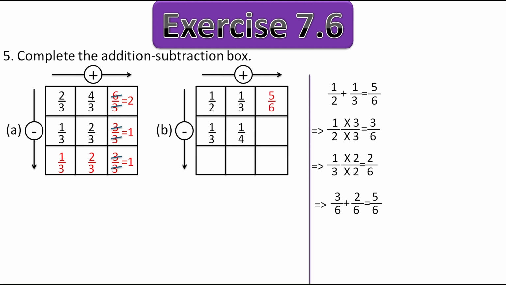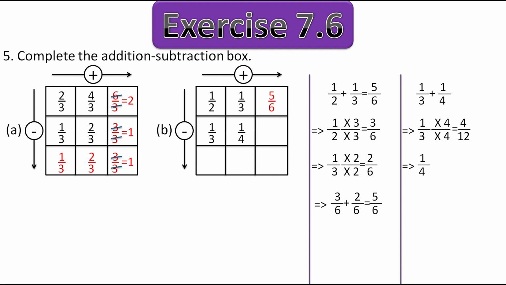Now let's add these two terms, 1 upon 3 and 1 upon 4. So 1 upon 3 plus 1 upon 4. Again we have co-prime numbers as denominators. So let's take 1 upon 3 and multiply it with 4. Now we got the answer as 4 upon 12. Now let's take the next one, that is 1 upon 4, and multiply it with 3. So I got 3 upon 12. Now when we add them, we got the answer as 7 upon 12.